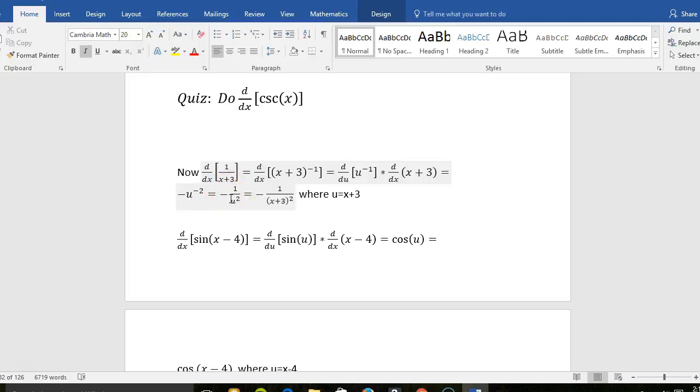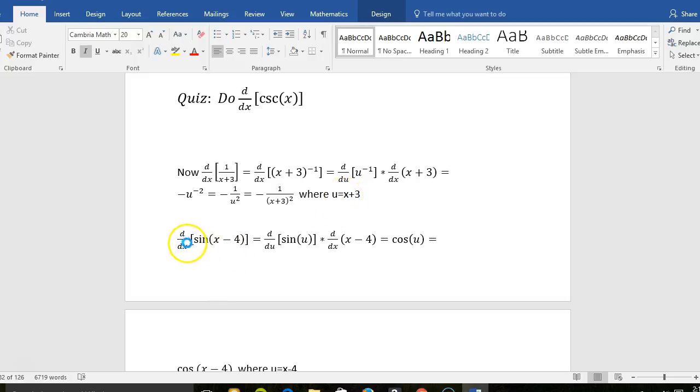But remember, we need to come back around to x. So u is x plus 3, so that's negative 1 over parentheses x plus 3 squared, and we do need the parentheses here. We're again reminding you that u equals x plus 3. Anyway, there's that.